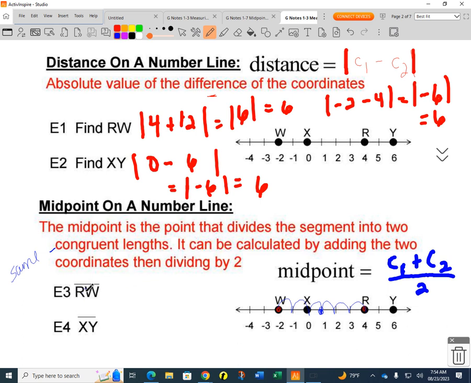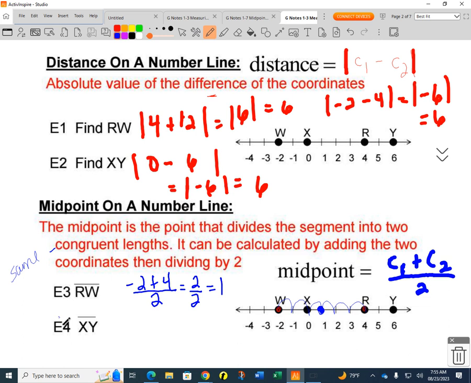Wait, for RW, I ended up with the answer being 2. I did coordinate 1 plus coordinate 2 divided by 2. So I ended up with -2 plus 4 divided by 2, that would be positive 2 divided by 2, which is 1. Oh, I see where we're at now. Make sense? Yep. Okay. I put 6.